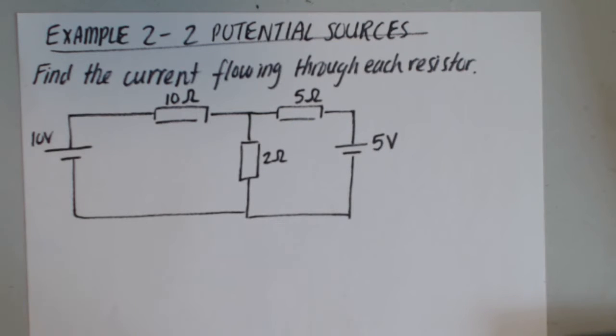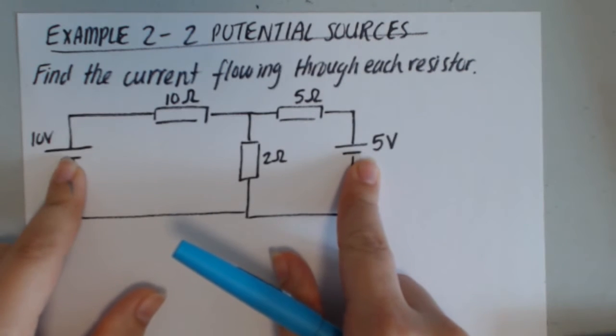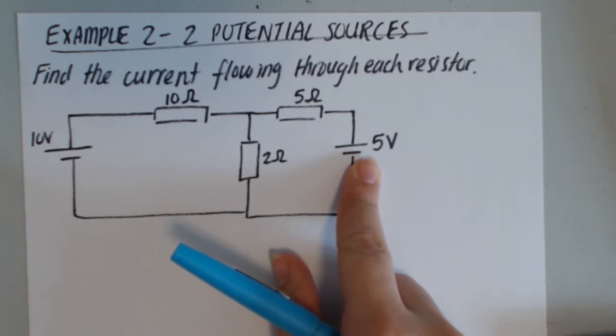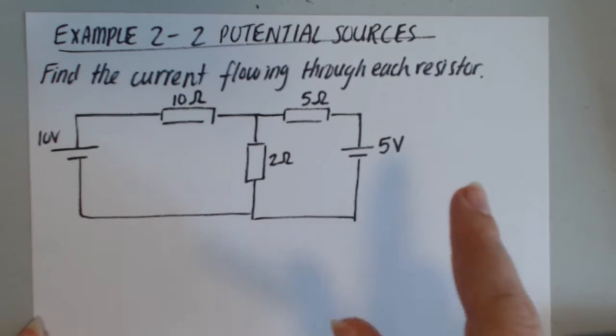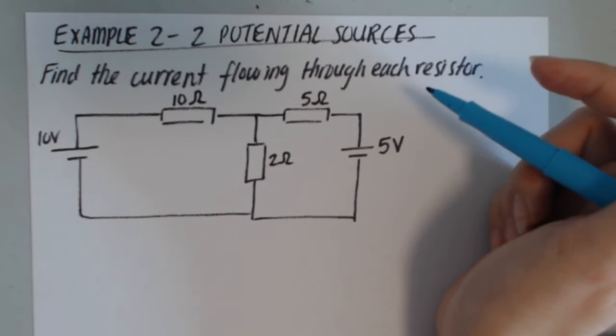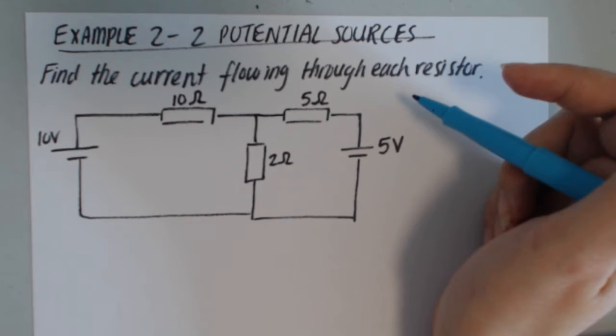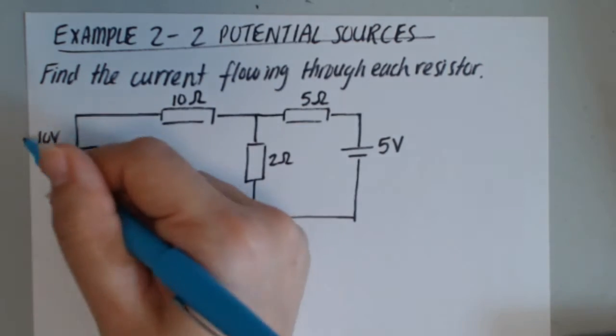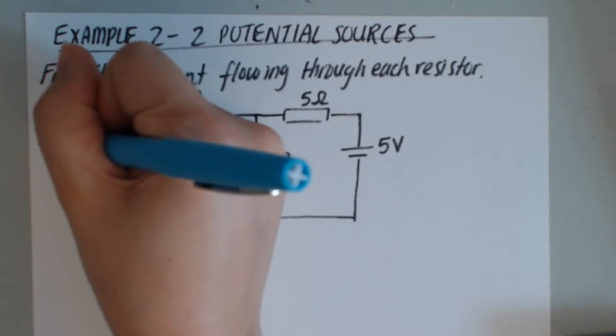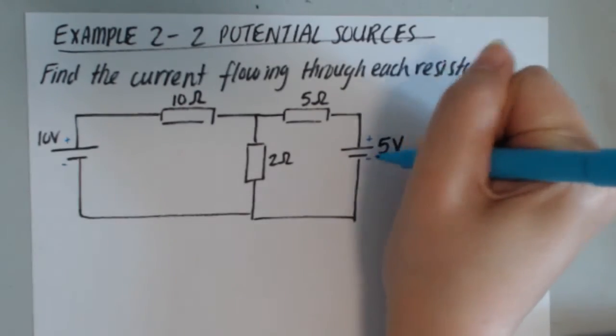Now the first thing you want to do is pick one of these voltage sources and assume that your current is starting from there. If it turns out that it doesn't actually start where you thought it did, your answer will just come out negative, which is completely fine. So I'm going to assume that we're starting off right here with the 10 volts. Here's my plus side, here's my minus, there's plus, there's minus.